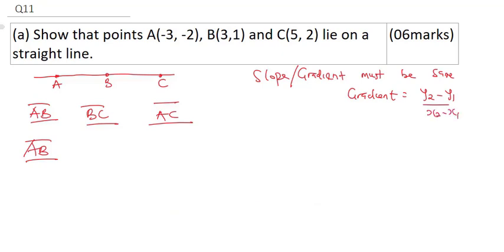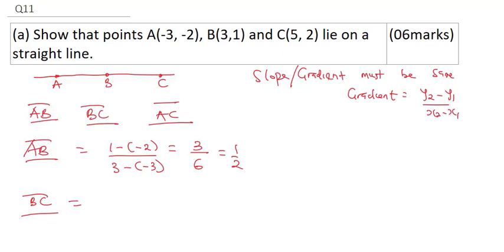Now, considering points A and B, our y2 is 1, that's 1 minus 2 all over 3 minus minus 3. Now, this is going to give us 1 minus 2 over 3 plus 3, that will be 6, and this will give us 1 over 2. Now, let's test for line BC. Now, for line BC, we have 2 minus 1 over 5 minus 3. Now, this is going to give us 1 over 2.